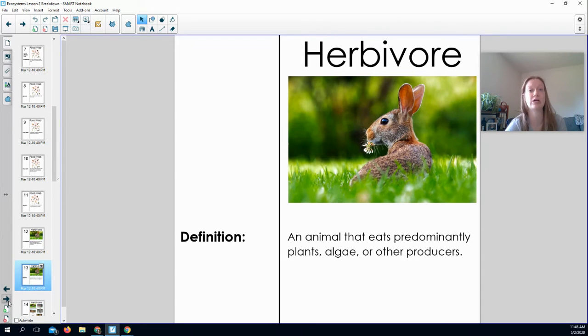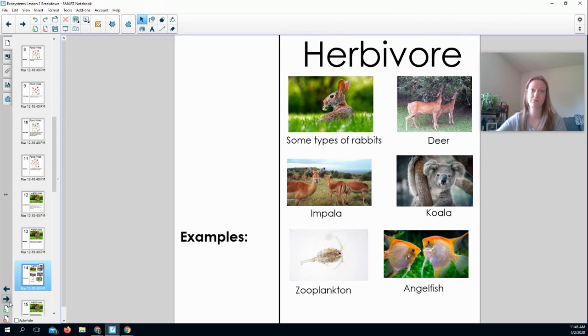The definition of a herbivore is an animal that eats predominantly plants, algae, or other producers. So they're not eating live animals, but are eating something living. Everything eats something living. Some examples of herbivores can include some types of rabbits. I've heard that jackrabbits are not herbivores, they could be omnivores. So just throwing that out there. Deer, impala, koala, zooplankton, and angelfish.